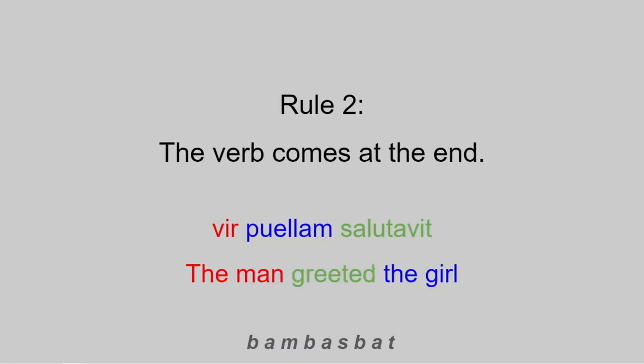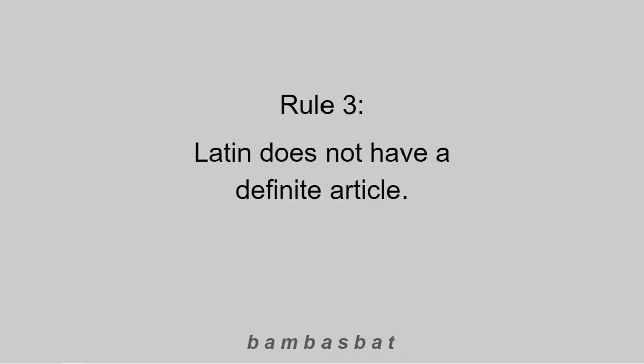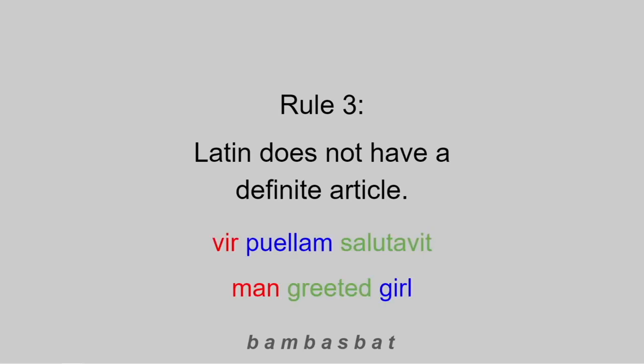Now this moves on to rule 3. Latin doesn't have a definite article. There's no set word for the or a in Latin. Vir will be found in a dictionary to mean man and puella as girl. We need to add the definite article in. As you'll see, I've added in the. Vir becomes the man and puellam becomes the girl.